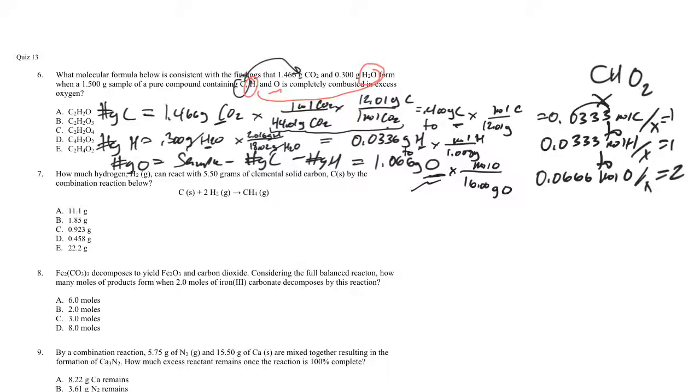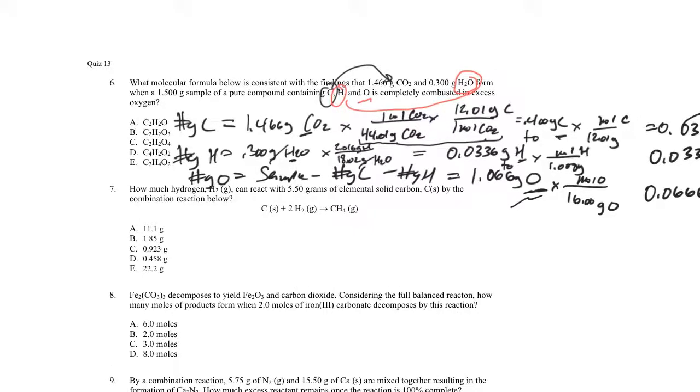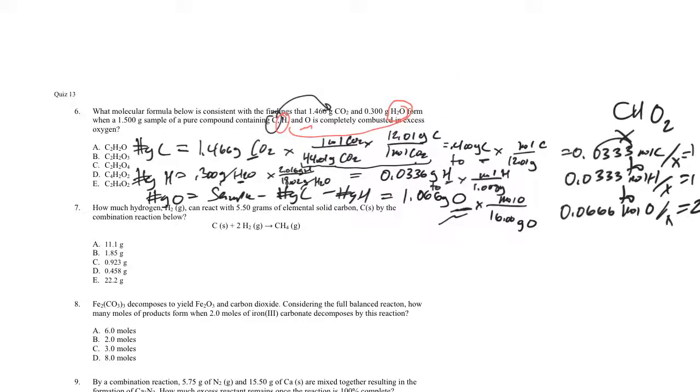And so a molecular formula that's consistent with this empirical formula. So see, it says what molecular formula is consistent with these findings. Any empirical formula that has the empirical unit of C1H1O2 would be a correct answer. So A is incorrect, B is incorrect, C would be correct, D not so, and likewise for E. So we're just trying to find a molecular formula that is consistent with this empirical formula.